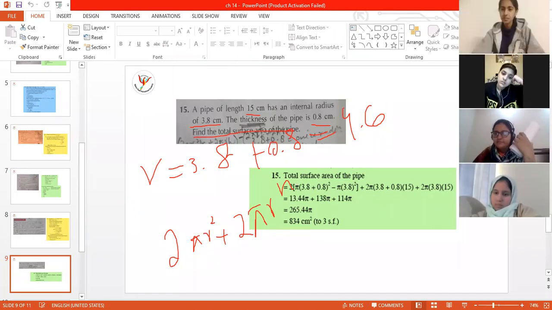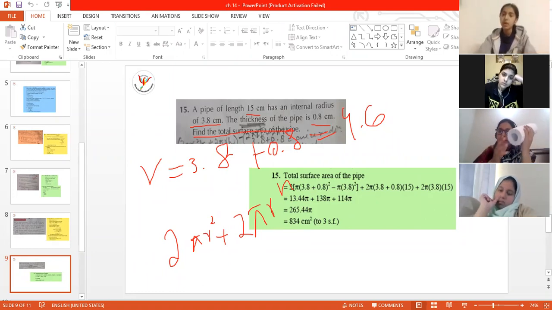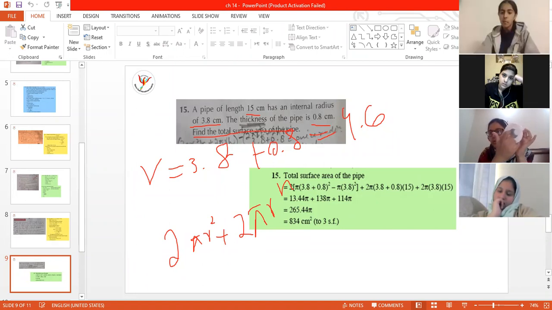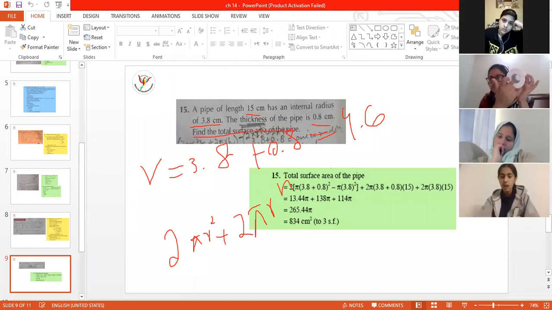Yes, Ishal. Ma'am, how are there two pipes? They're just saying that there's one pipe, the inner one and the outer side. The outer side and the inner radius. If you can see this one, one side is a hollow face. The internal one is a hollow face, but the external one has a radius of 4.6 total. Is this clear?